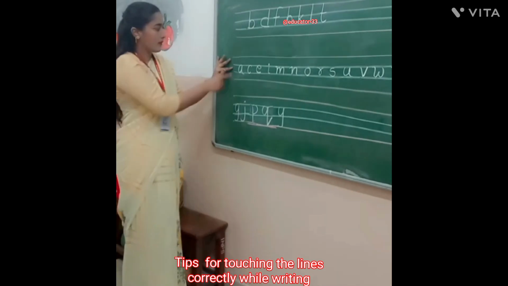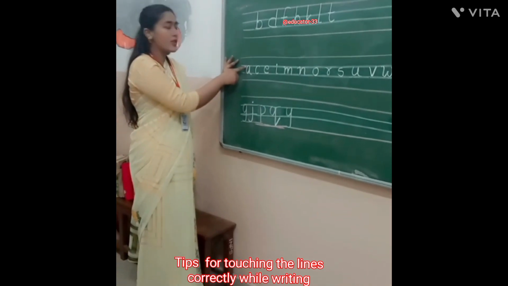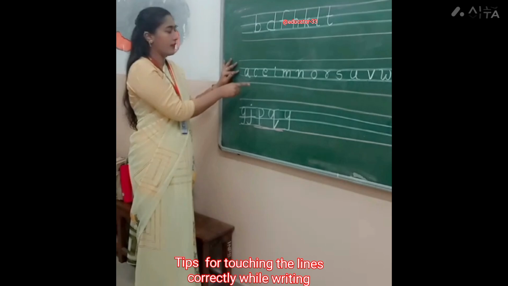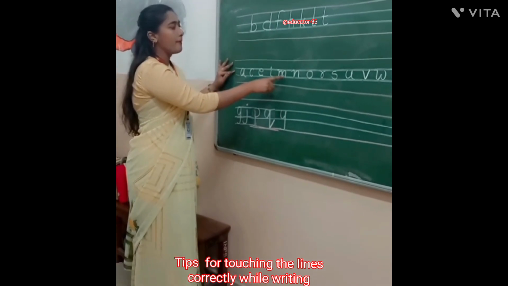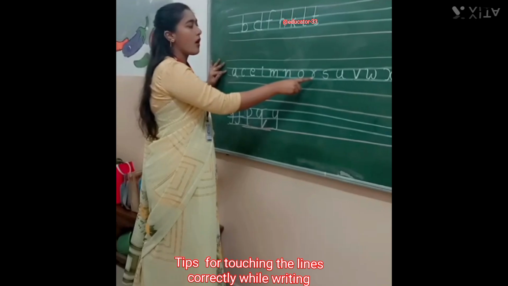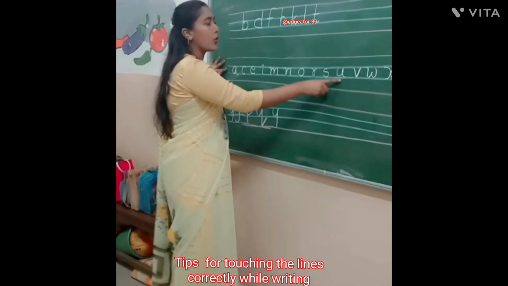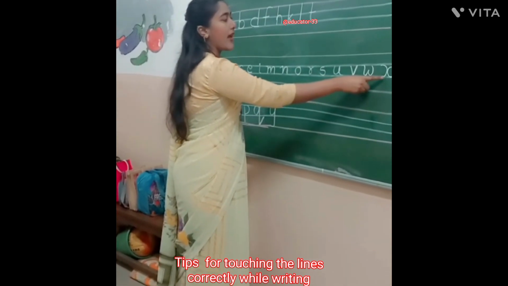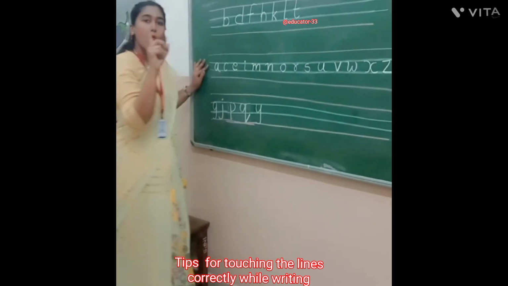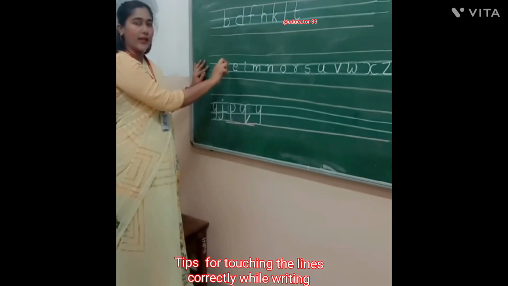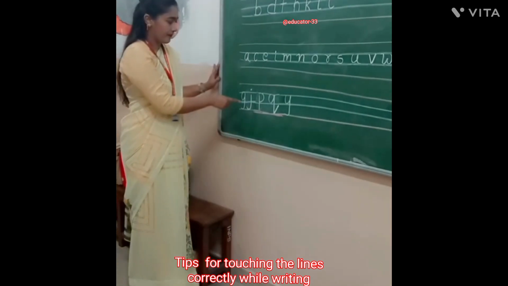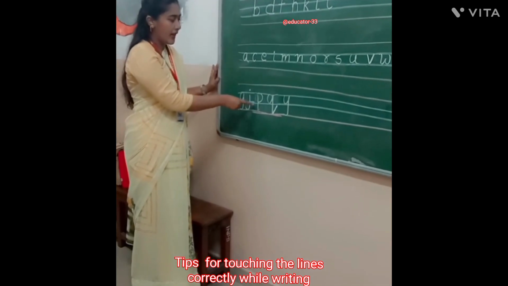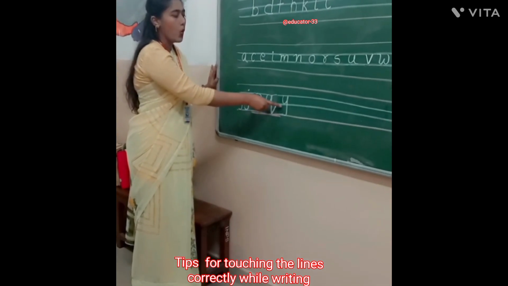So again, the letters which touch only the first blue line and second blue line: A, C, E, I, M, N, O, R, S, U, V, W, X, Z. Only touching the first blue line and second blue line. The letters which are touching the down red line: G, J, P, Q, Y.